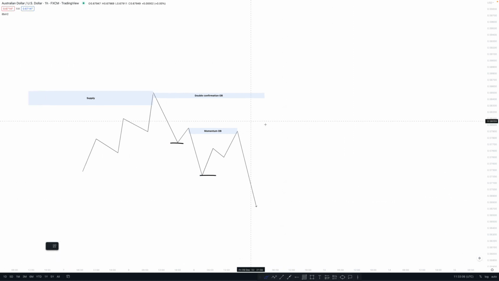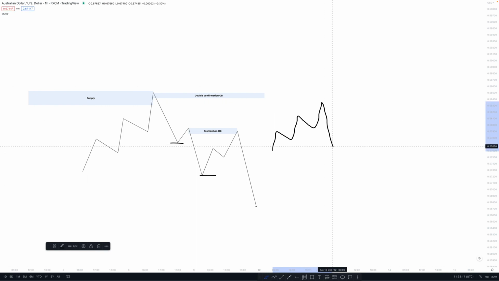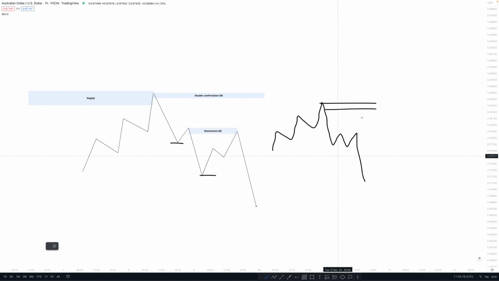So if, for example, you had this ascending price action and then an impulse to the downside and then a retrace here, and then you broke the low and did this, and then traded here, this is not valid. So all of a sudden, this is not a double confirmation entry. Why? Because you have broken the low once, you have broken the low twice.